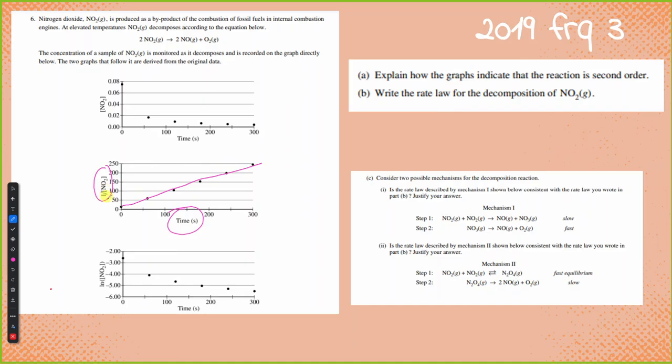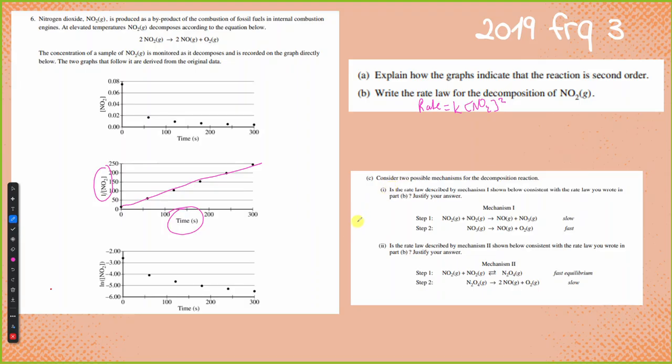So 1 over, or the inverse of the concentration of NO2, shows the linear relationship when you graph it versus time. So the 1 over the concentration of NO2 versus time graph gives the linear relationship. Therefore, it would be second order. Writing the rate law, rate equals k times [NO2] squared. So that would be your rate law.